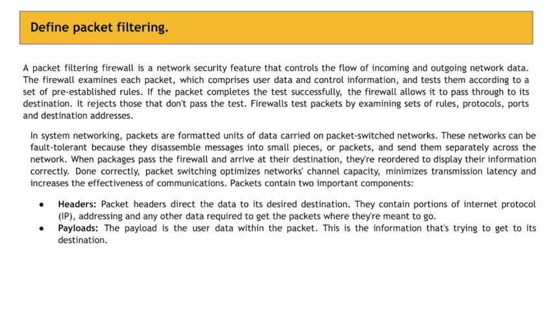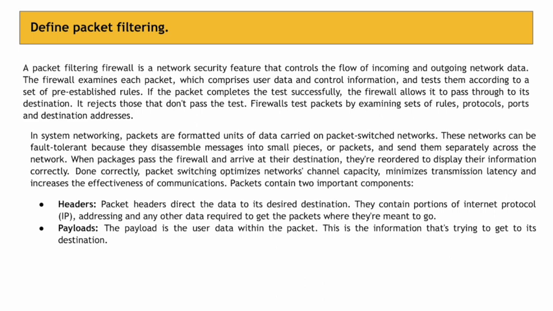Firewalls test packets by examining sets of rules, protocols, ports, and destination addresses. In system networking, packets are formatted units of data carried on a packet switching network. These networks can be fault tolerant because they disassemble messages into smaller pieces, or packets, and send them separately across the network. When packets pass the firewall and arrive at their destination, they are reassembled to display their information correctly. Done correctly, packet switching optimizes network channel capacity, minimizes transmission latency, and increases the effectiveness of communication.